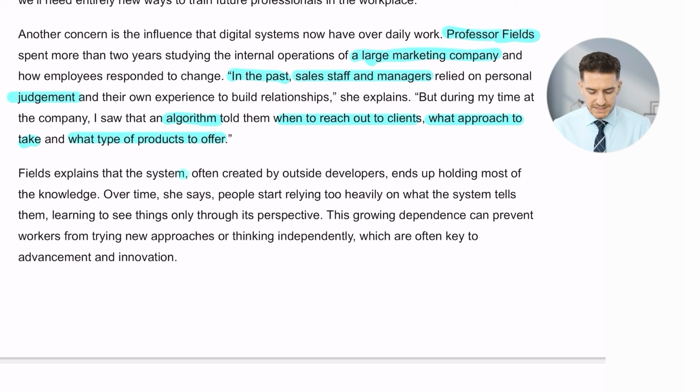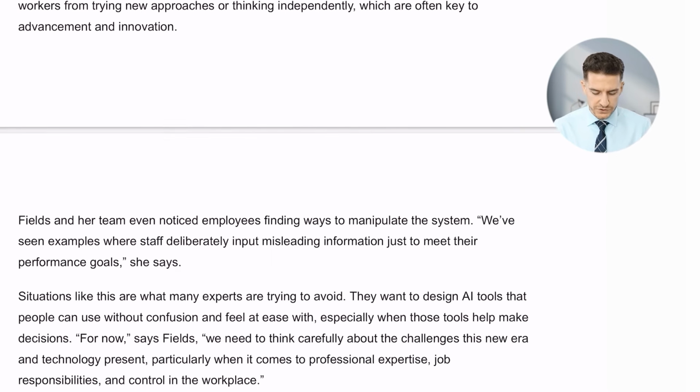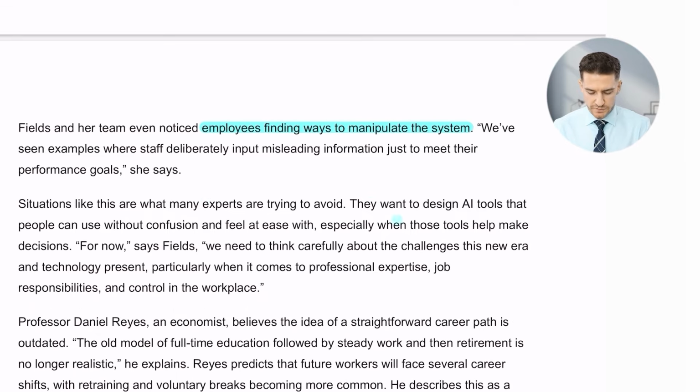So Fields explains that the systems are often created by outside developers. That might be important. Ends up holding most of the knowledge. Okay. Over time, people start relying too heavily on what the systems tell them, learning to see things through its perspective. This growing independence can prevent workers from trying new things. Okay. Fields and her team even noticed finding ways to manipulate the system. So that could be important as well. And then it sort of goes on to a new topic.